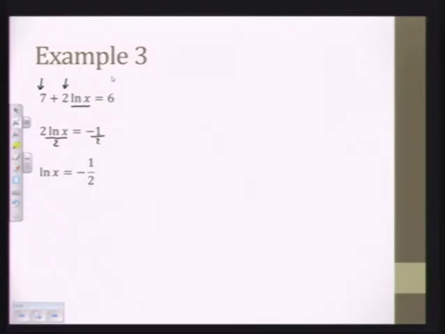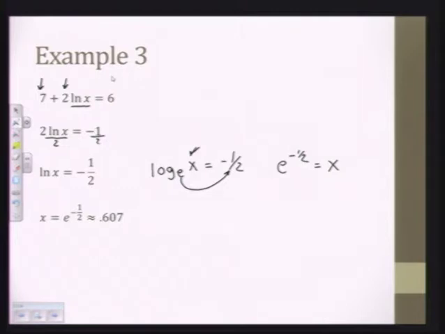Now, once we have isolated our logarithmic expression, we're ready to get the x out of the influence of the log. And we can do that by changing this. Now remember, this expression is written log base e of x equals negative 1/2. So e to the negative 1/2 will equal our x. And that's what we have in our next expression.